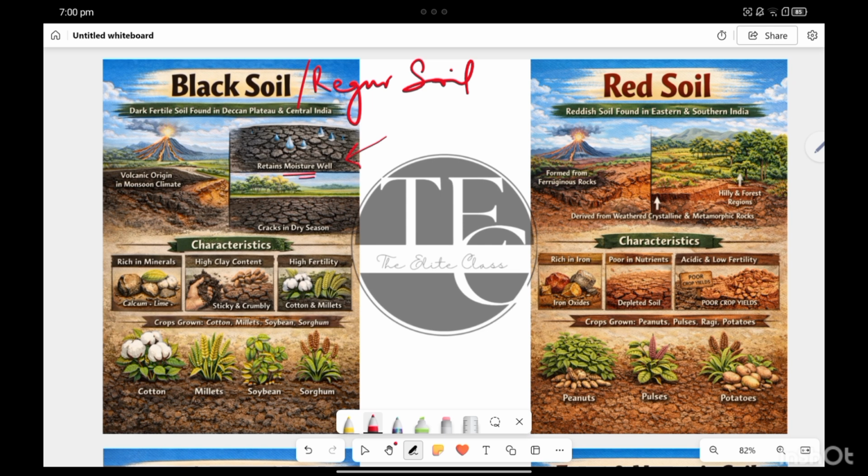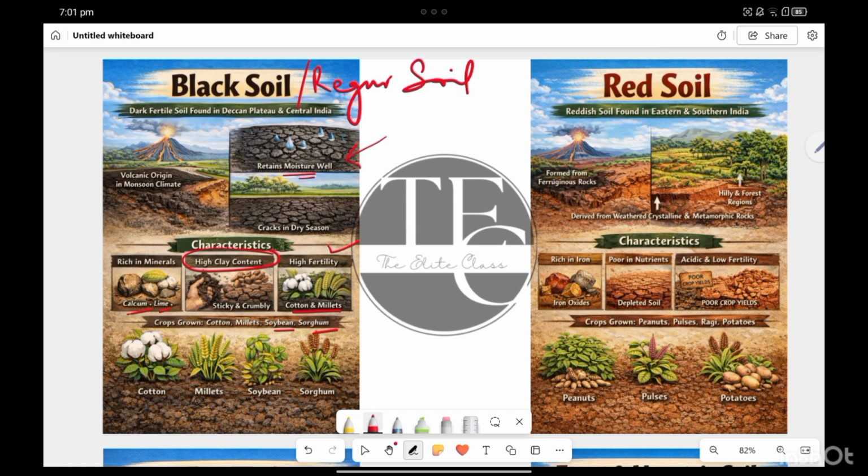They are rich in calcium and lime, and they have high clay content, so that's why they are sticky and crumbly when wet. Their fertility is really high. They are well suited for growth of cotton, millet, soya beans, sorghum. And black soils are also known as self-ploughing in nature due to their high moisture retaining quality.